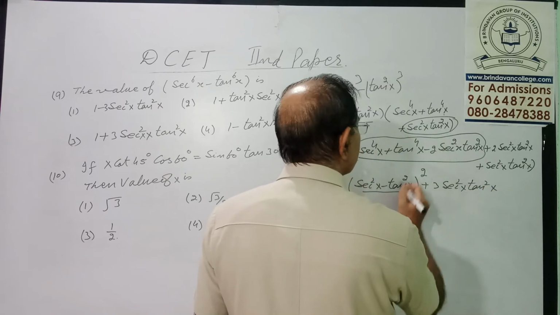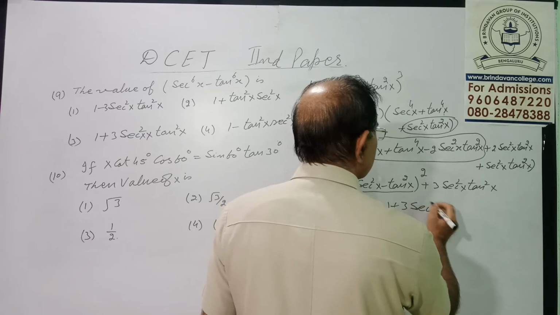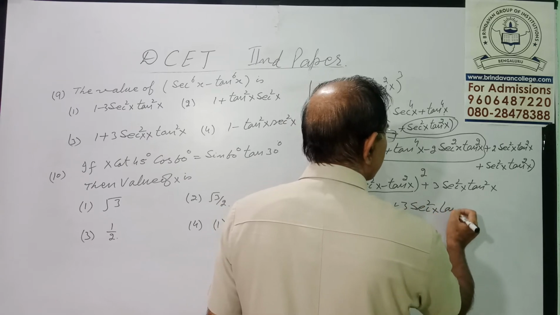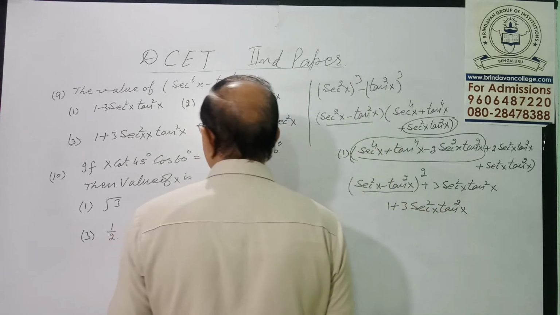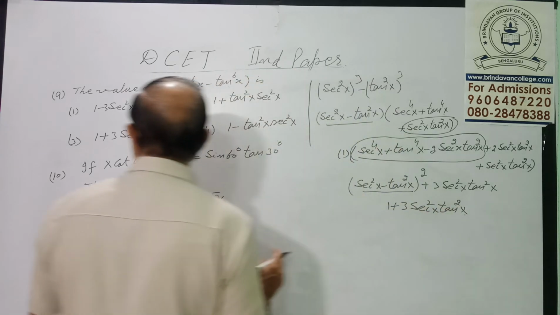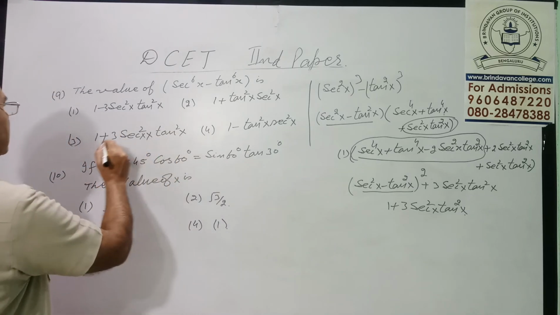So this is again 1 square is 1. 1 plus 3 secant square x tan square x. This sum is coming out to be a little bit lengthy. So our answer is 1 plus 3 secant square x tan square x.